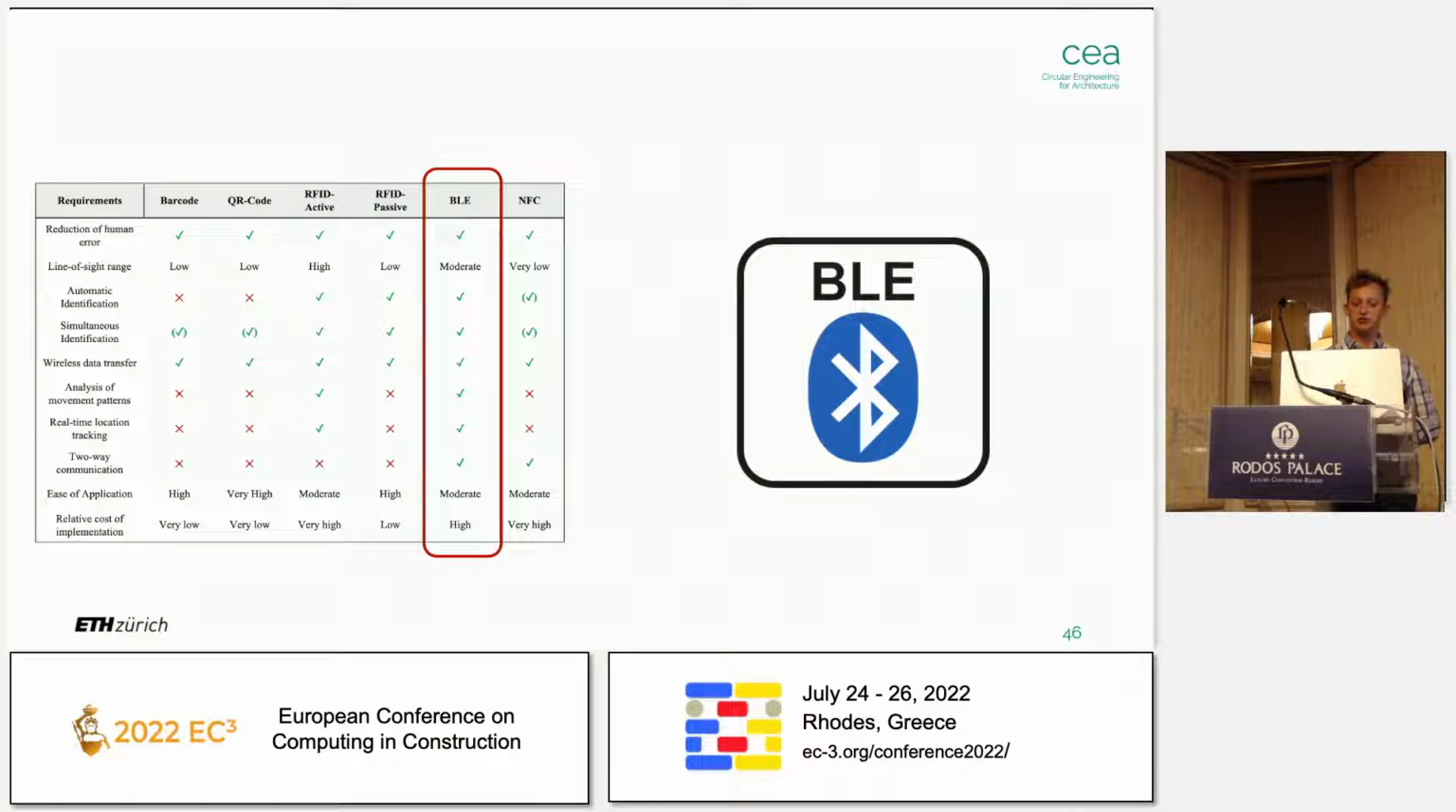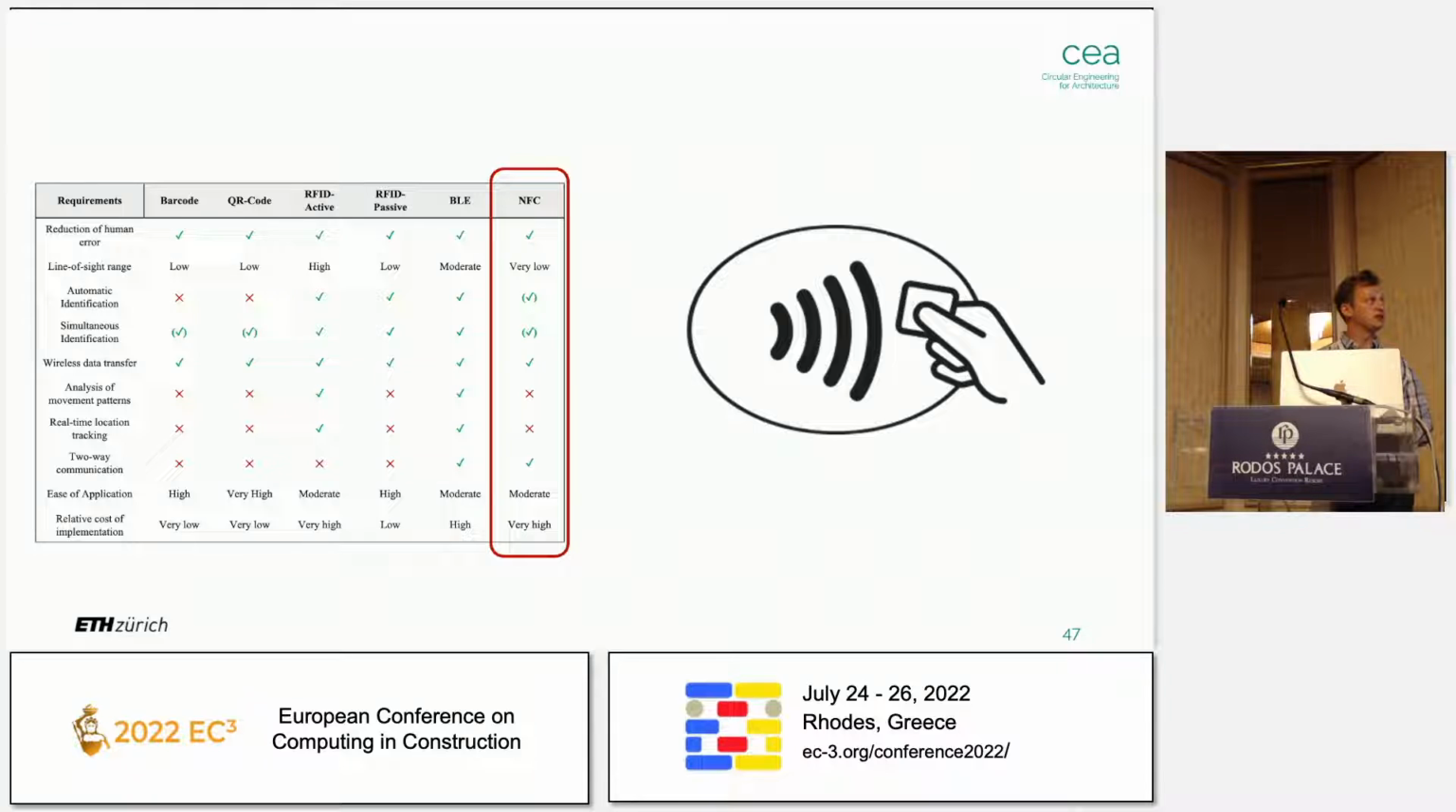Another technology is Bluetooth Low Energy, or BLE. This is the most technologically robust tracking solution with two-way communication and also real-time location tracking, but it's a bit more difficult to implement and also a high cost of implementation. And the last technology we looked at was NFC, or near-field communication. And this is the same sort of technology that we have on our cell phones if you have your credit card and you want to pay with your phone at a cash register. So also technologically a bit more complicated and a bit more expensive to implement as well, but a possible solution moving forward.